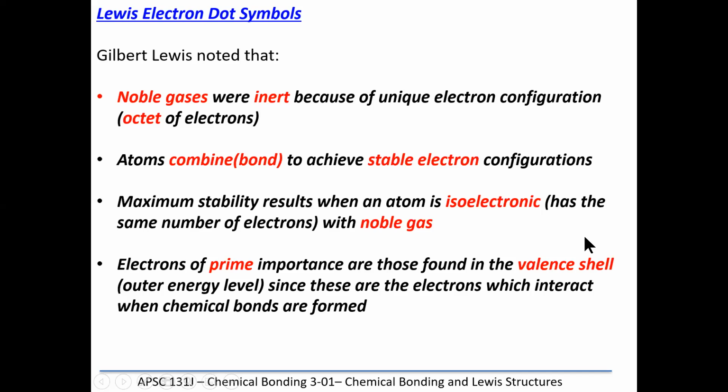So the maximum stability results when an atom is isoelectronic with a noble gas. And isoelectronic simply means has the same number of electrons as. So the electrons of prime importance are those found in the outermost shell. We call that the valence shell. And it's these electrons found in the outermost shell of atoms that are involved in these chemical bonds.